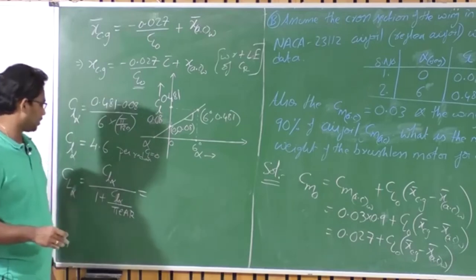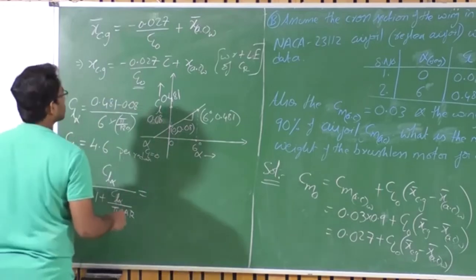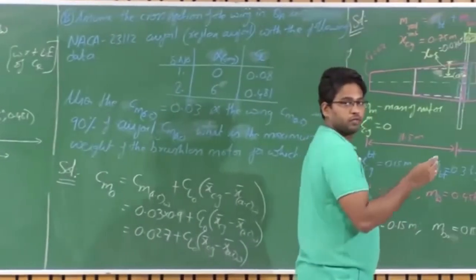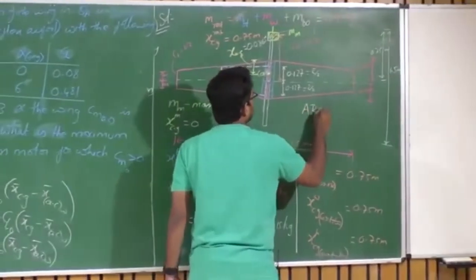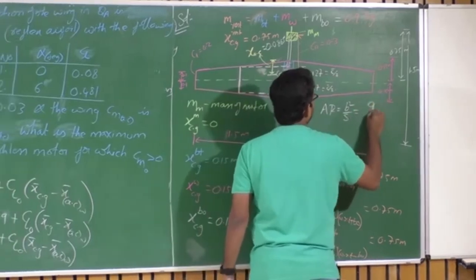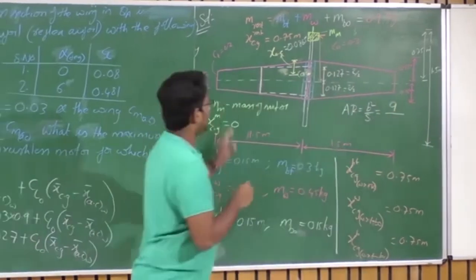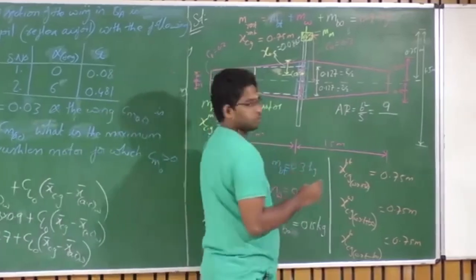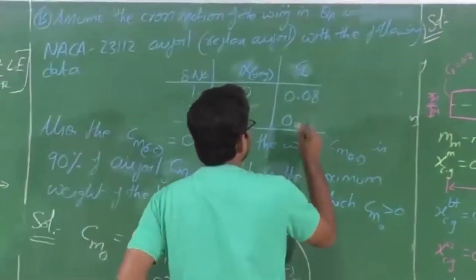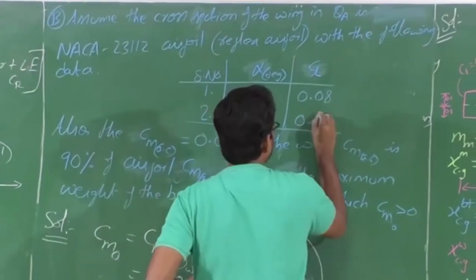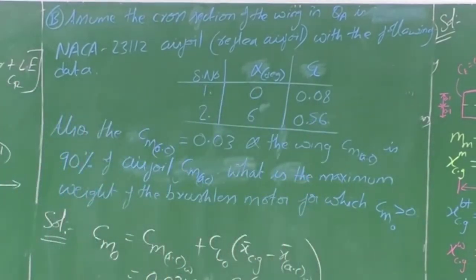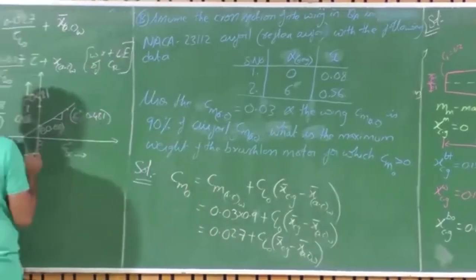So what is the aspect ratio here? We need to know what is the aspect ratio. From the given geometry, aspect ratio is equal to b square by s, which is 3 square, which is 9, upon what is s? What is the area of this? Yeah, please make a small correction here. This is not 0.4, this is 0.56. So consider this as 0.56. So at 6 degrees, it is 0.56.